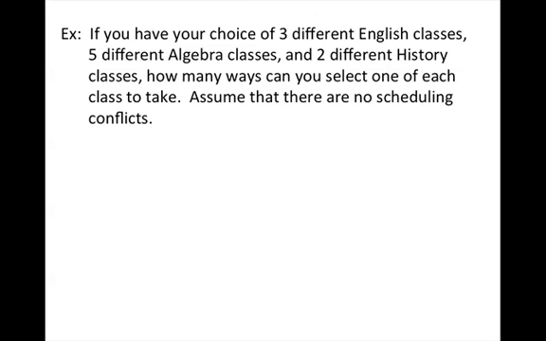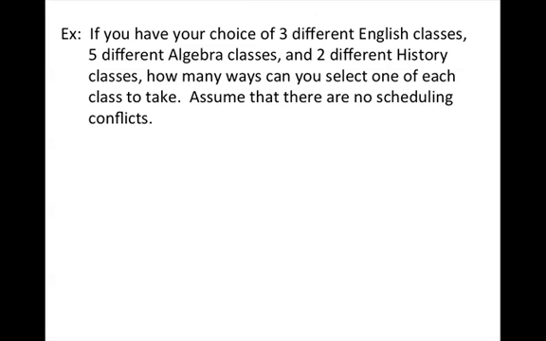Next, you have your choice of 3 different English classes, 5 different algebra classes, and 2 different history classes. How many ways can you select one of each class to take? Assume there are no scheduling conflicts. So if you're selecting your schedule for next semester, and you have to take an English class, an algebra class, and a history class, you're going to choose one of the 3 English classes, one of the 5 algebra classes, and one of the 2 history classes.